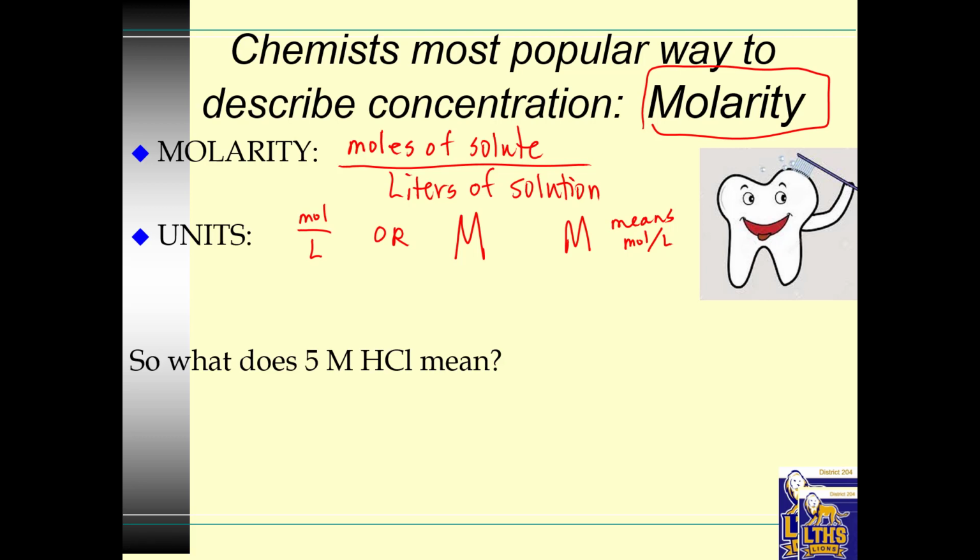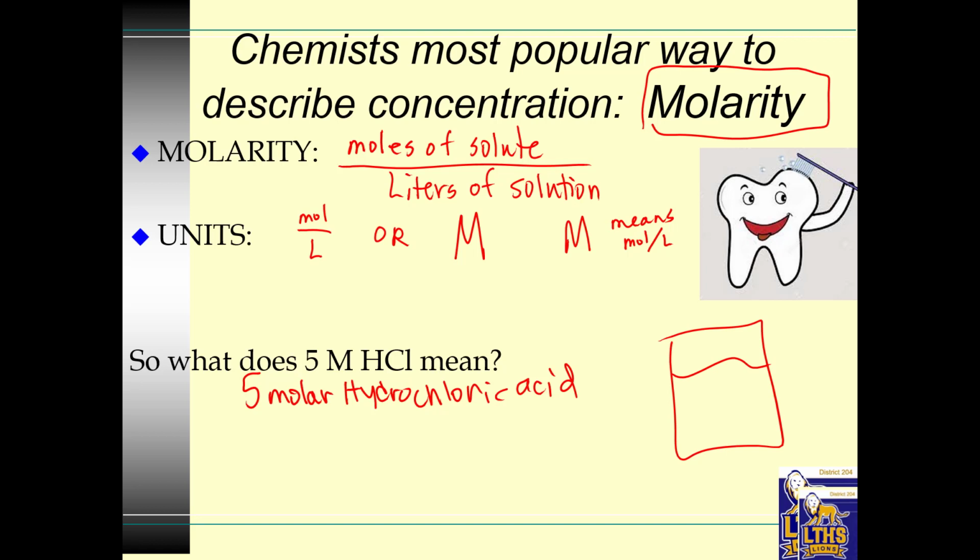Okay, so what does 5 capital M HCl mean? It means 5 molar hydrochloric acid. Right, but what does that really mean? It means you have a solution, and that solution has 5 moles HCl for every 1 liter of HCl solution. Does that mean you have to have a liter? No, but if you do have a liter, you have 5 moles. So 5 moles for every 1 liter. You can use that as a ratio.